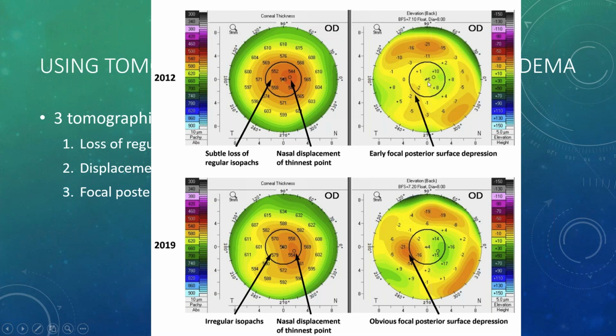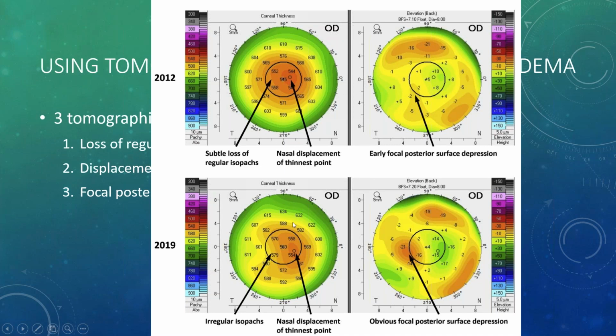Now this is the posterior float, and any negative number means that it's thickening posteriorly, and a positive number means that it's elevated anteriorly. So here you can see in the middle of the cornea, this -2, and that's just a really subtle posterior float.